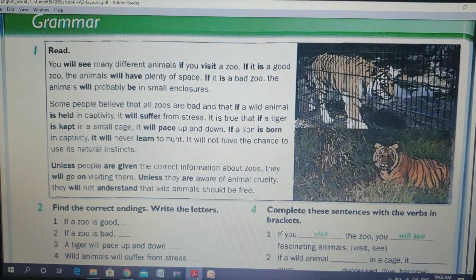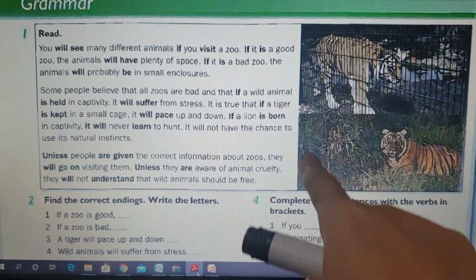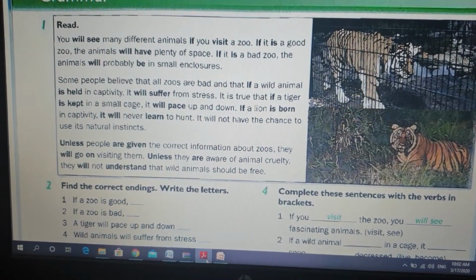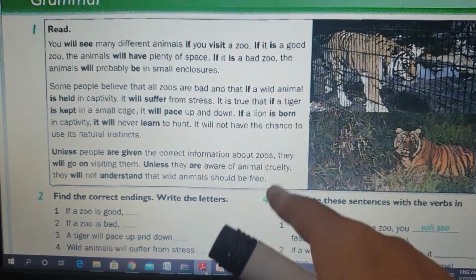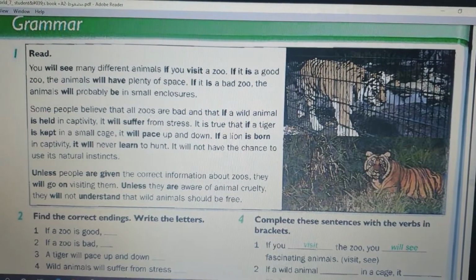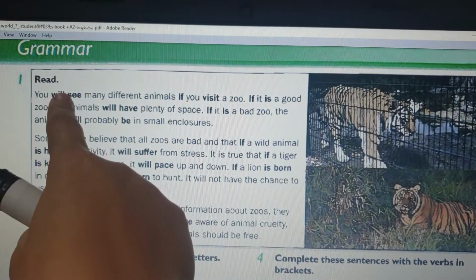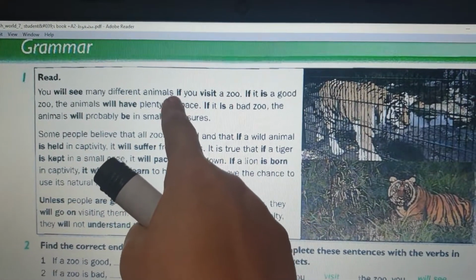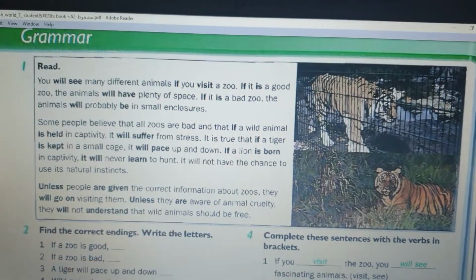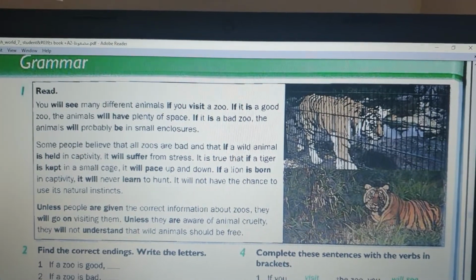Now let's move to the student's book, page number 82. Let's read this paragraph together, please. I want you to notice that they are using if clause so many times. You will see many different animals if you visit a zoo. Notice over here, as I said to you, if I use the main clause at the beginning, there is no need to use the comma because if connected the 2 parts of the sentence.